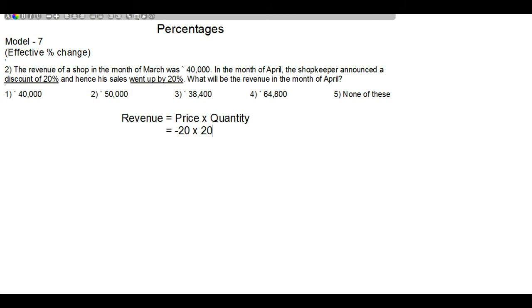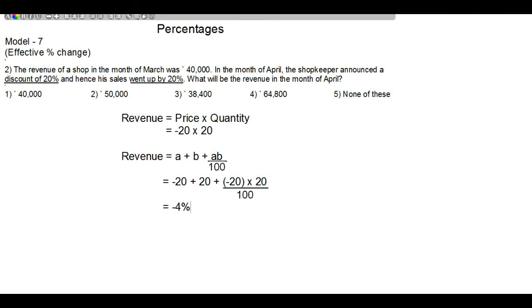So, as and when the price and quantity change, the revenue will also change. And that percentage change can be taken as A plus B plus AB by 100, where A is the percentage change in price and B is the percentage change in quantity, where A is equal to minus 20 and B is equal to plus 20. So minus 20 plus 20 plus (minus 20 into plus 20) divided by 100. And here we get the answer as minus 4, minus 4%.